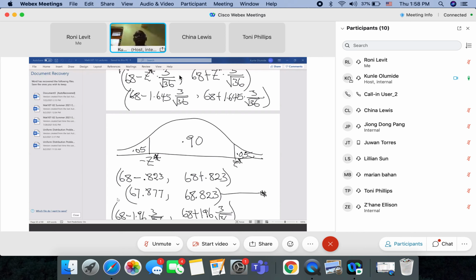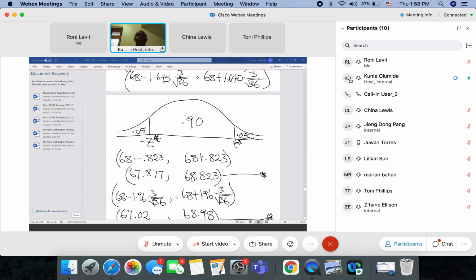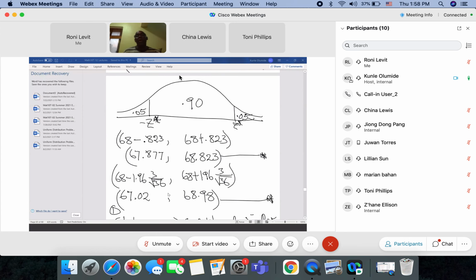And then we did 68 minus 0.823 and 68 plus 0.823. And 68 minus 0.823 is 67.177, not 877. I think I explained that yesterday. And so that was how we got that confidence interval.